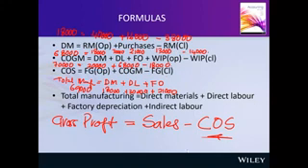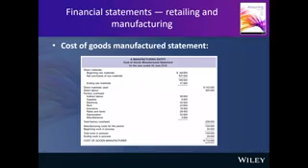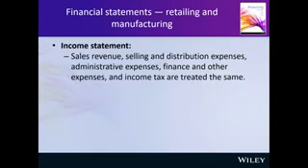Okay. So this is the formula that you must know. This is the statement. Okay, next is about the income statement. Normally in the income statement, we have sales revenue, and then we have expenses. Sales revenue minus selling and distribution expense, administrative expense, finance and other expense. Income tax are all treated as the same. Yeah, this is the normal one.